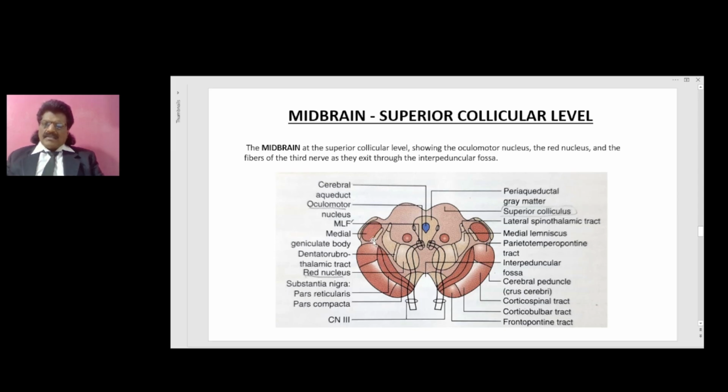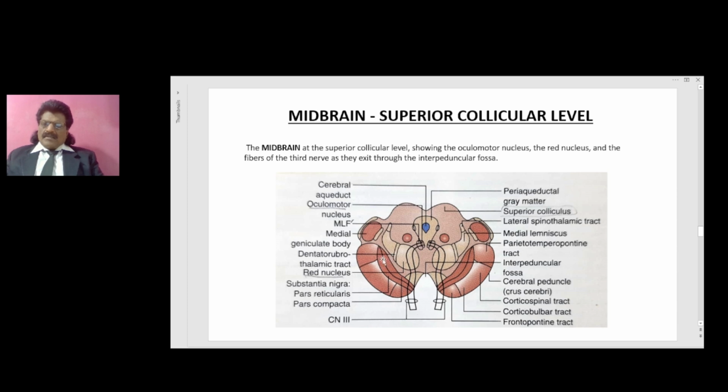This is the dentatorubrothalamic tract. This is the red nucleus, very important. The dentatorubrothalamic tract is the tract which carries sensations from the cerebellum, dentate nucleus, red nucleus and thalamus.